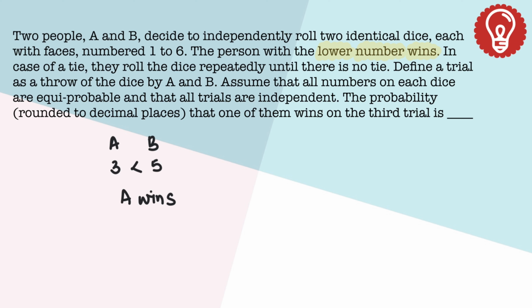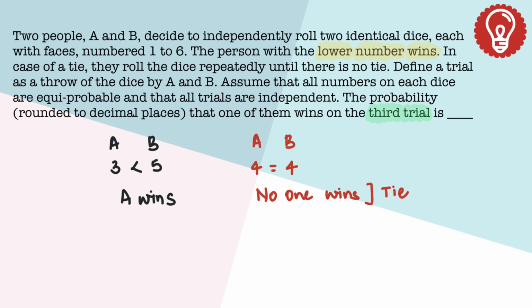And the second important thing you need to observe in the question is we want someone to win on the third trial, right? So with this, we can make an inference that if both A and B get the same number on the dice, for example, A gets 4 and B also gets 4, no one wins. For no one winning, we call that a tie situation. That's what he's trying to tell us in the question.